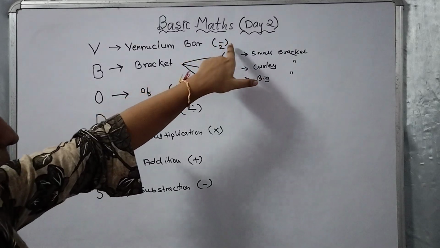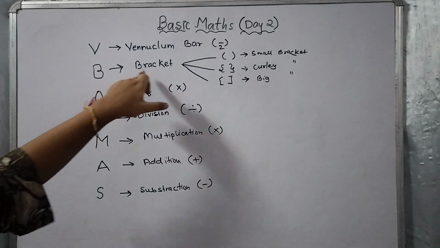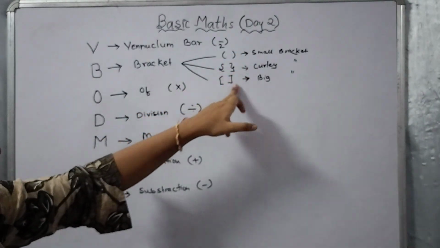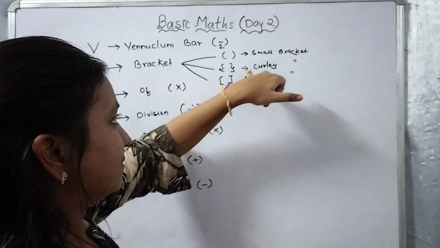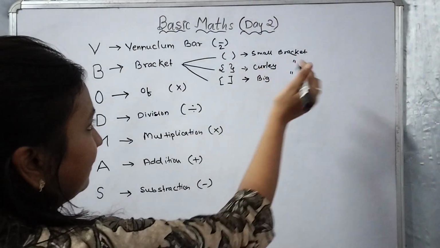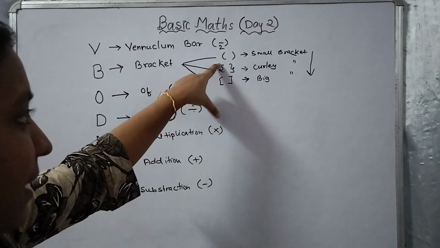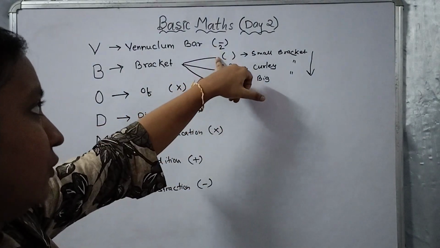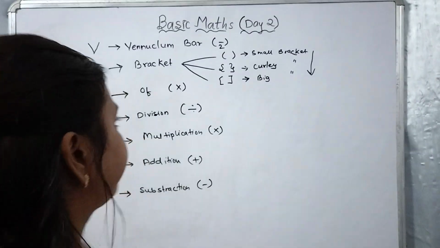So for VBODMAS, V is Vinculum bar, where a bar is given, also called a bracket bar. Where a bar is given on any number, firstly we need to solve this. Then comes the bracket. There are 3 types of bracket: small bracket, curly bracket and big bracket. First the small bracket is solved, then the curly bracket and then the big bracket. But if there are only 2 brackets, then the position will be the same. Suppose there is only a curly bracket, then you will solve the curly bracket first. If there is only a small bracket and a big bracket, then you will solve in the same order.